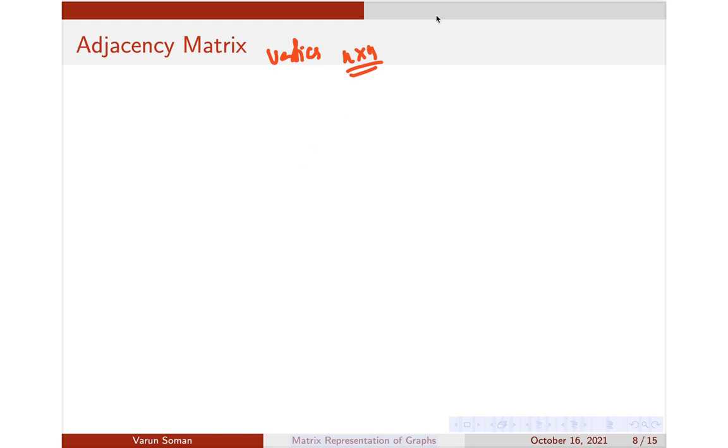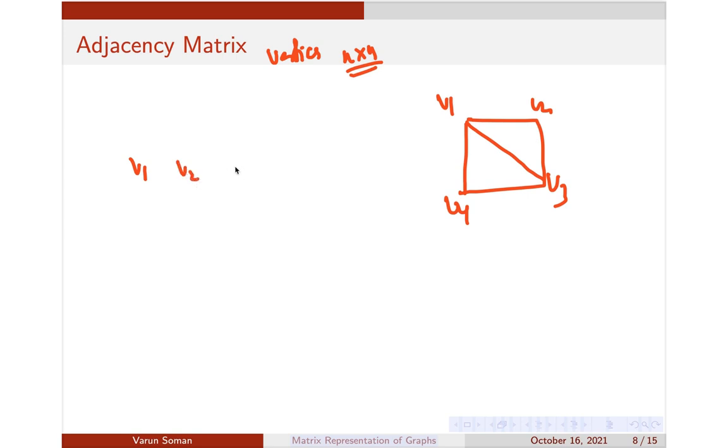It's very simple. For example, suppose my graph is like this one, you will have v1, v2, v3, v4. Write down the rows and columns with respect to all the vertices. So v1, v2, v3, v4 along the rows, and v1, v2, v3, v4 along the columns. You will write 1 in a cell if the corresponding vertices are adjacent, otherwise we'll put 0. So v1 is not adjacent to itself.